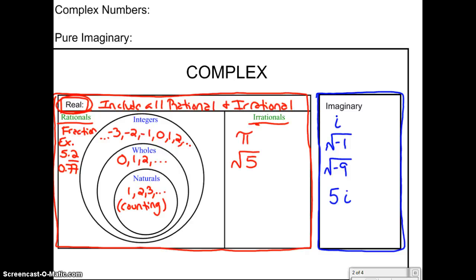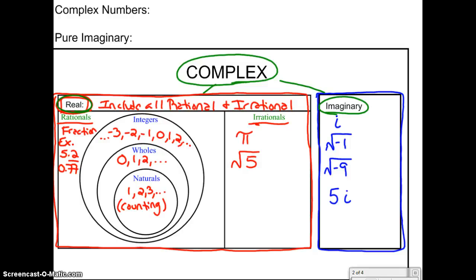What happens though when we put together a real number and an imaginary number? I'm going to use green for this. If I take a real number and an imaginary number and put them together, we make complex numbers. So complex numbers actually include every single number that we could possibly use in math. It includes the real numbers, and it includes the imaginary numbers. And especially when you put those two together, you wind up having a real part and an imaginary part.